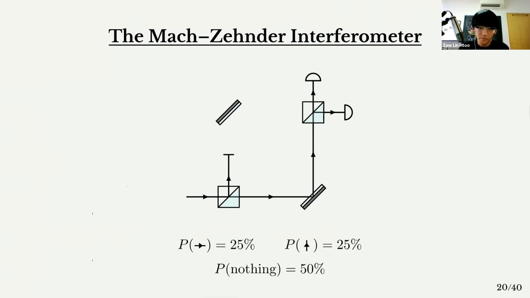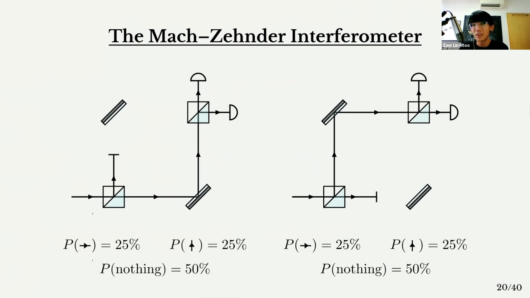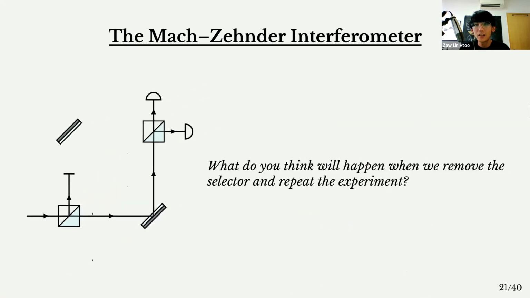So if you repeat this whole experiment with another selector, but this time you block the right path, right? So you have an upward-moving selector now. Then you also find the same thing, right? There's a 25% chance of finding it in the right path and a 25% chance of finding it in the upper path. And so the question is, what do you think will happen if we take away the blockage and we have the proper Mach-Zehnder interferometer?